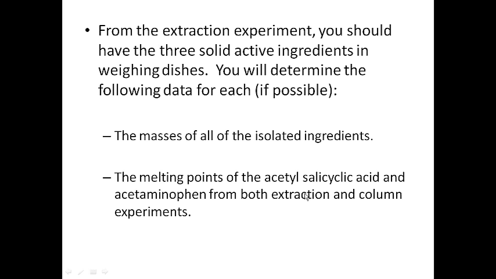You're going to determine the following data if you have the components to do this. You're going to determine the masses of all the isolated ingredients, if possible, and the melting points of only the acetylsalicylic acid and the acetaminophen. Caffeine doesn't melt, it sublimes, and to measure the melting point of caffeine, you actually have to seal the capillary tube, so we're not going to go to that trouble. We're just going to measure the melting points of the acetylsalicylic acid and the acetaminophen, both from the extraction and column chromatography experiments, if you have enough to actually determine the melting points.